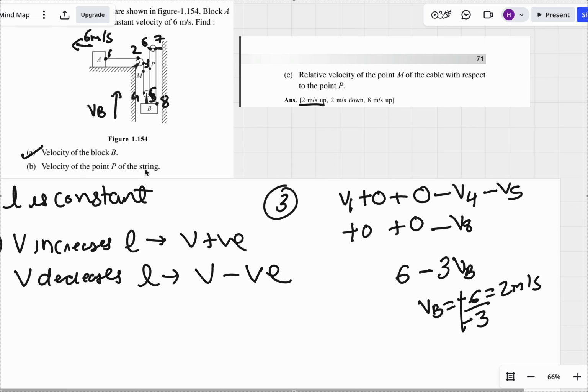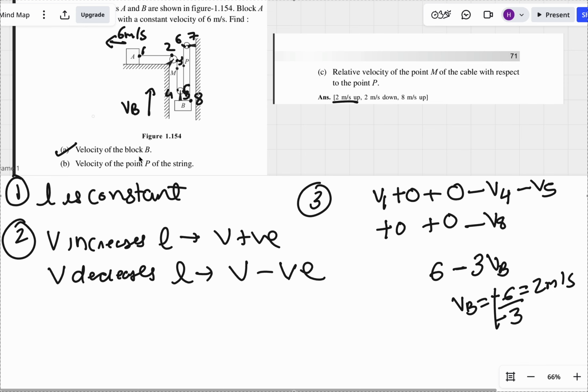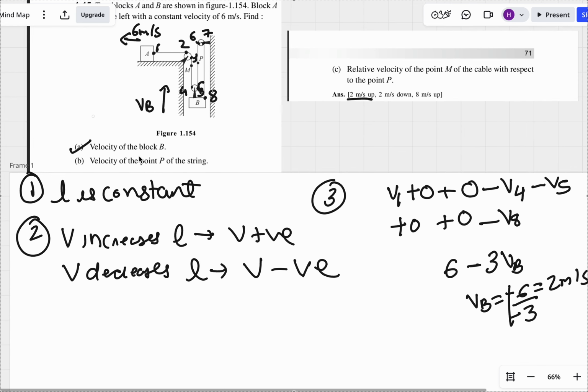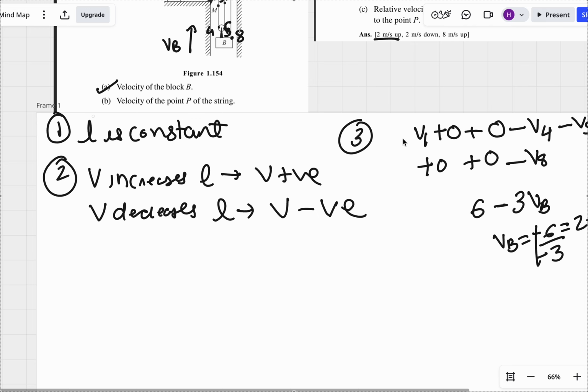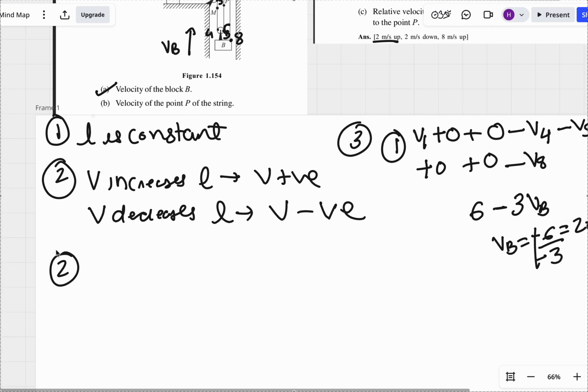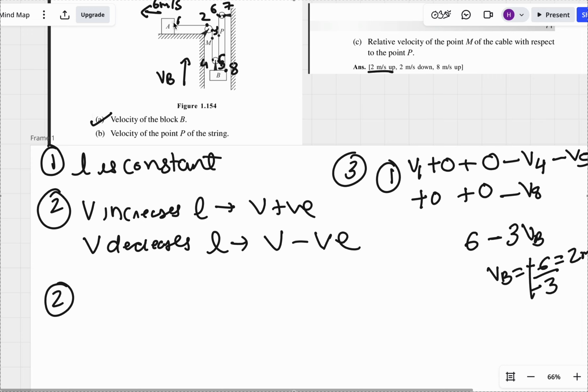Second one: velocity of point P of the string. The simple thing is that the length of the string is constant. Again we apply the same logic. So the answer to 1 is sorted. Now we go to question number 2. The length of the string has to be constant. So from 1 to P, the length has to be constant, right?